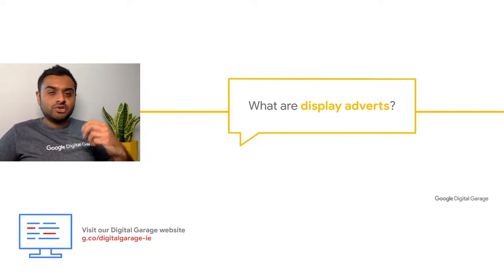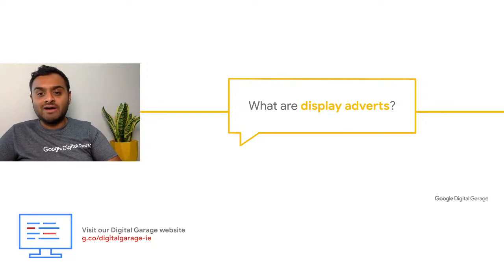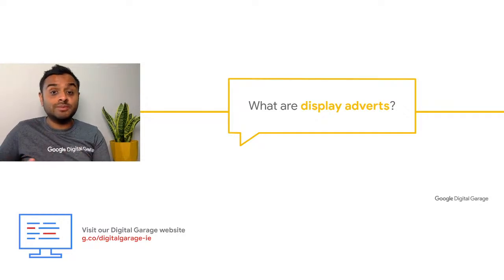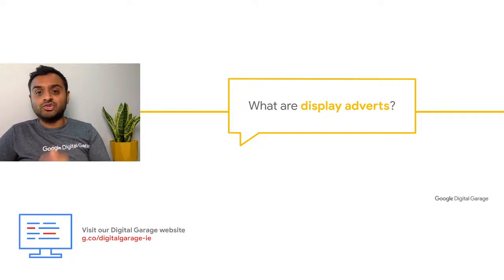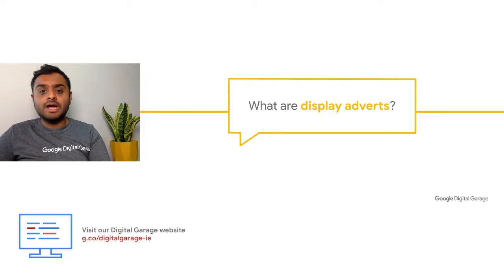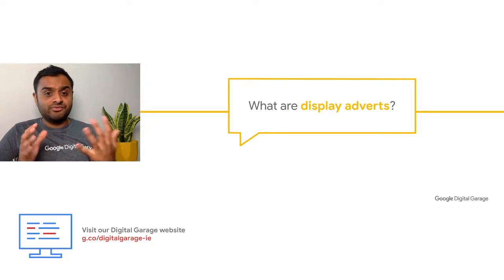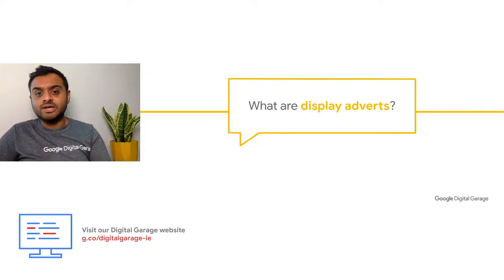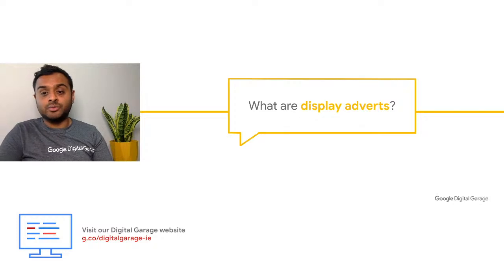You might have heard of terms such as banner ads. Maybe you have jumped onto your favorite blog site or a local news website before, and you're trying to get to an article, but what you see along the sides, along the top, and sometimes even at the bottom of that article, are adverts for various products or services. These are what are known as display adverts.